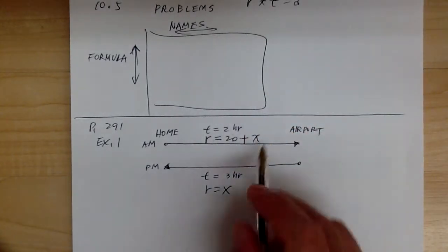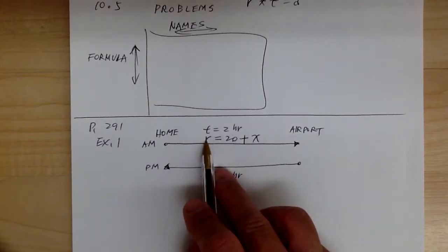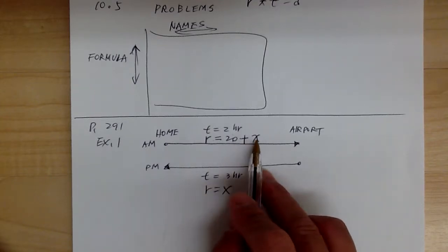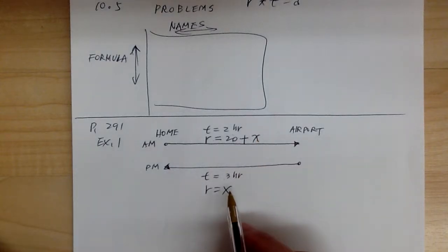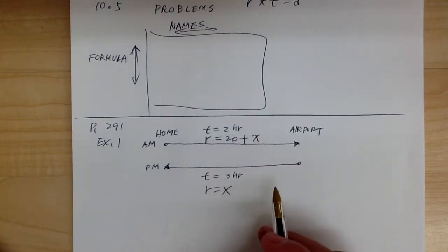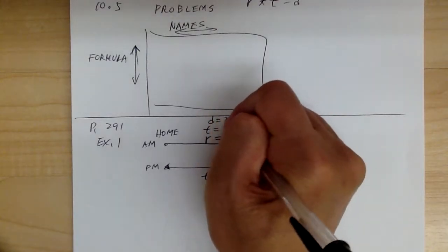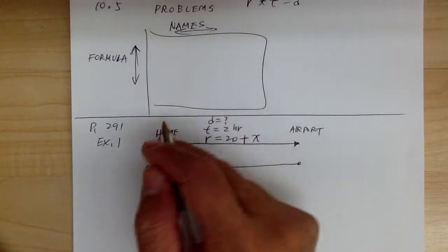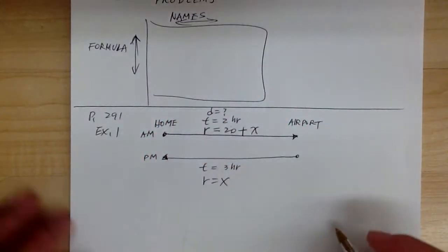So you want to use the second item as your reference. The morning speed is 20 miles per hour more than the speed in the evening, and you don't know that, so you put an x. Whatever you don't know, use a variable. And you're looking for the distance: how far is home to the airport? Make sure you draw the picture, because it helps you to visualize.